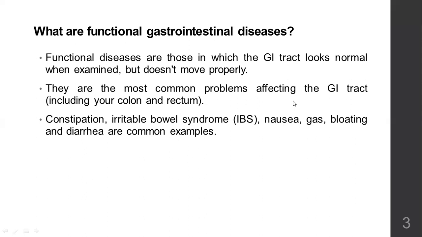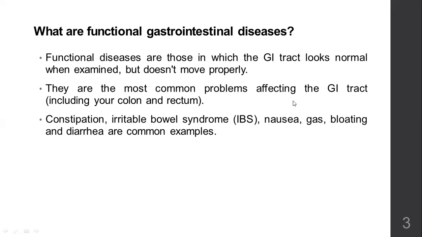The most common problems affecting the GI tract, including your colon and rectum, include constipation. In constipation, nothing is actually wrong with the anatomy, the structure of your intestine, but the movement is impacted. It's very slow. That is what constipation is. Then irritable bowel syndrome, IBS. There is inflammation here and there, but nothing wrong is happening to the structure. Just inflammation of the intestine has taken place.